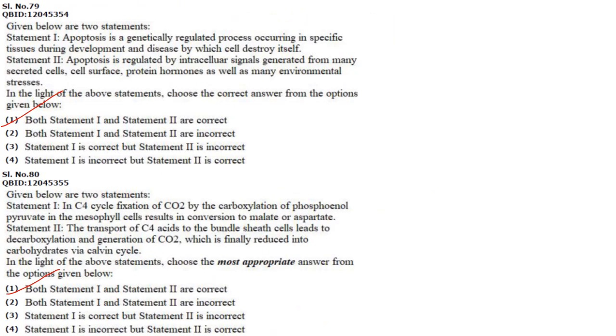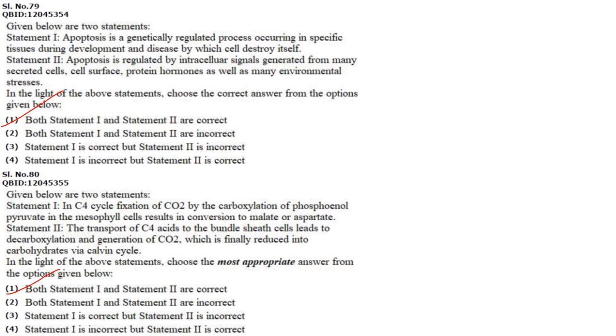Then next one. Given below are two statements. Apoptosis, that is programmed cell death, is a genetically regulated process occurring in specific tissues during development and disease by which a cell destroys itself. That is correct, because you can see that in the case of regeneration in animals. Then apoptosis is regulated by intracellular signals generated from many secreted cell surface protein hormones as well as many environmental stresses. That statement is also correct. So both statements 1 and 2 are correct.